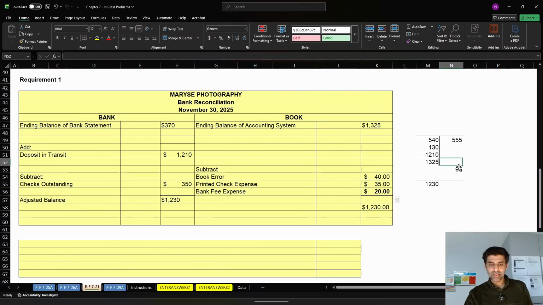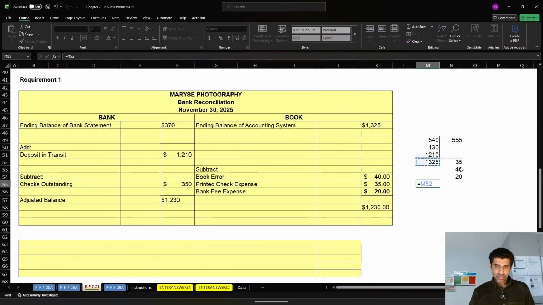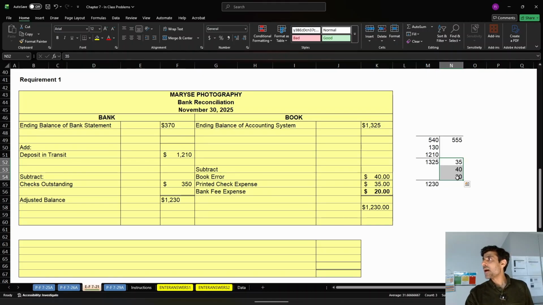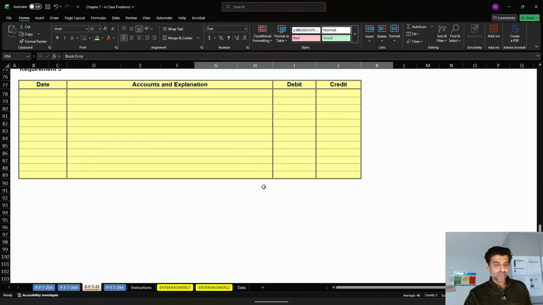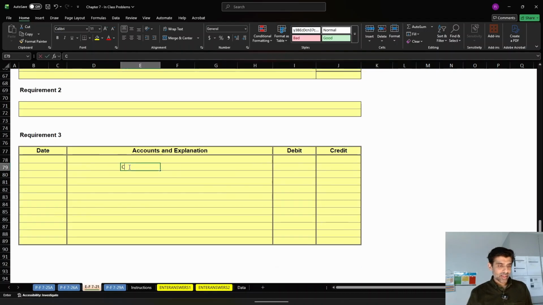Agree? Because basically it's this minus this minus this minus this. Okay, so I need 3 credits to cash to make my accounting books correct. Is everyone okay with that? Now the question is, what are the debits going to be? So let's just go through each one. So the book error, okay, so we know that it's going to be a credit to cash of $40.